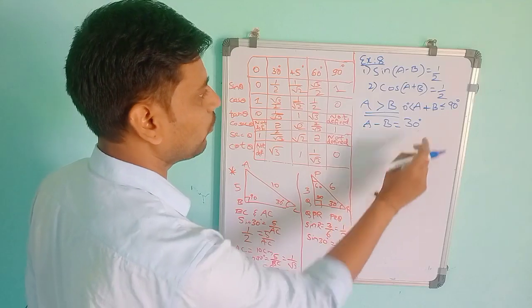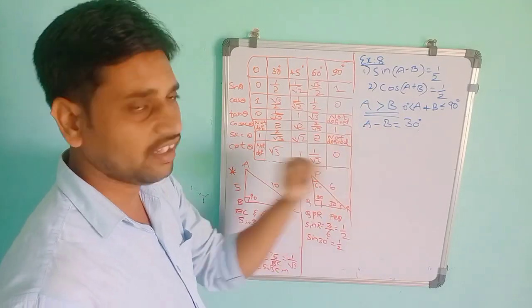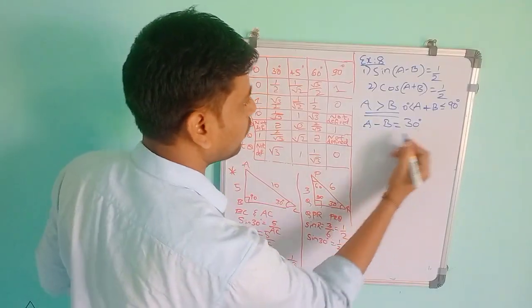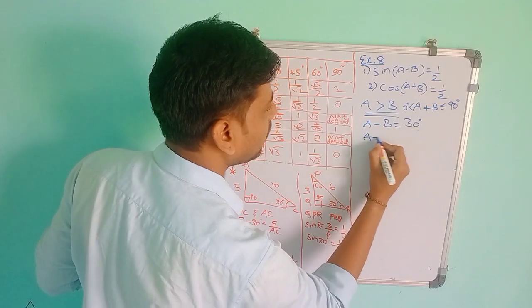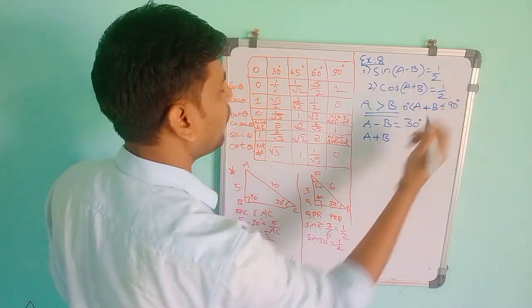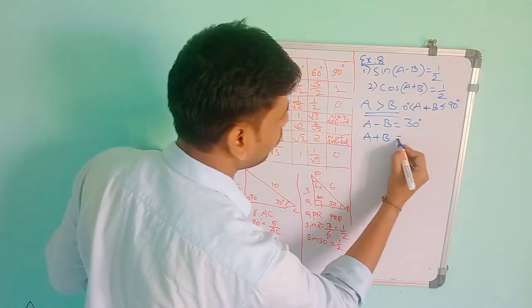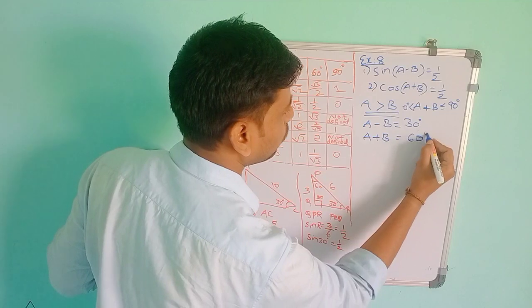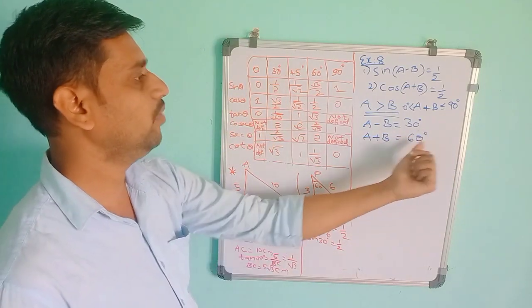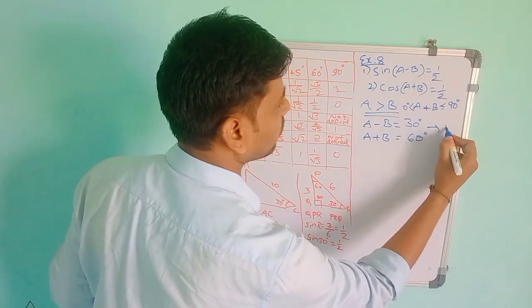So a minus b is equal to 30. If b is greater, it means b minus a, like that. Then this one, a plus b. For cos value 1 by 2, it is 60. So a plus b will be 60. So a minus b will be 30 degree, a plus b will be 60 degree. We got the two equations.